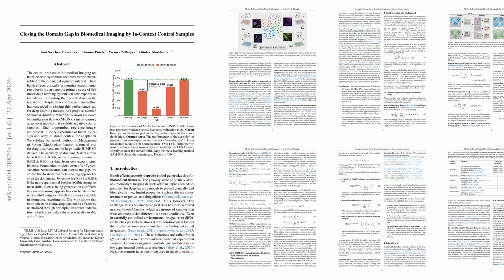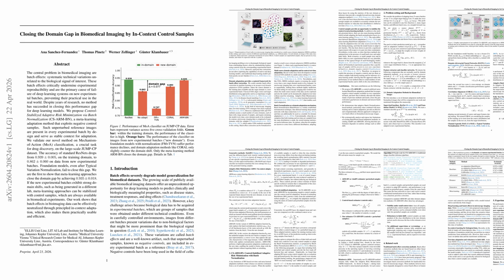Let's explore the first paper, Closing the Domain Gap in Biomedical Imaging by In-Context Control Samples. The paper identifies batch effects in biomedical microscopy as a domain adaptation problem where standard deep classifiers fail on new experimental batches because batch norm statistics become biased by class mixture changes. On JUMP-CP, a ResNet-50 reaches 0.939 ± 0.005 in-domain accuracy, but drops to 0.862 ± 0.06 on unseen batches. A frozen CA-MAE linear probe is worse at 0.747 ± 0.006.